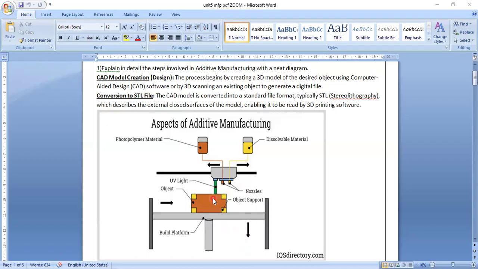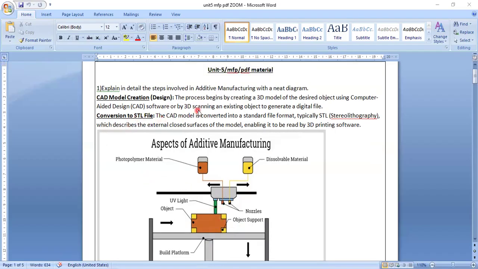So this is the whole setup. You have to draw this, and this is the object support. The object is created by using these nozzles, and this UV light is also helping us to inject this jet onto this object.